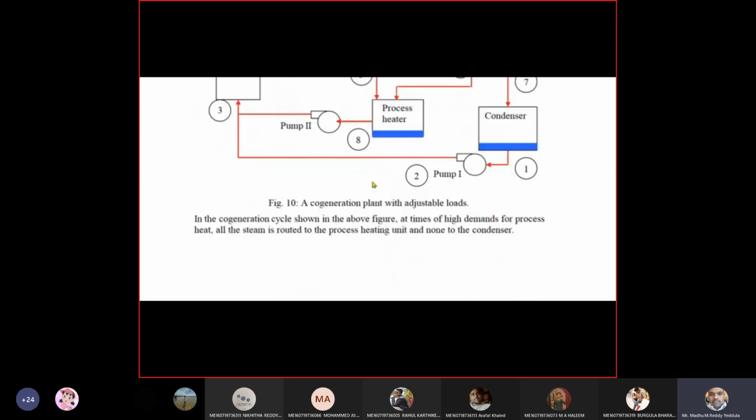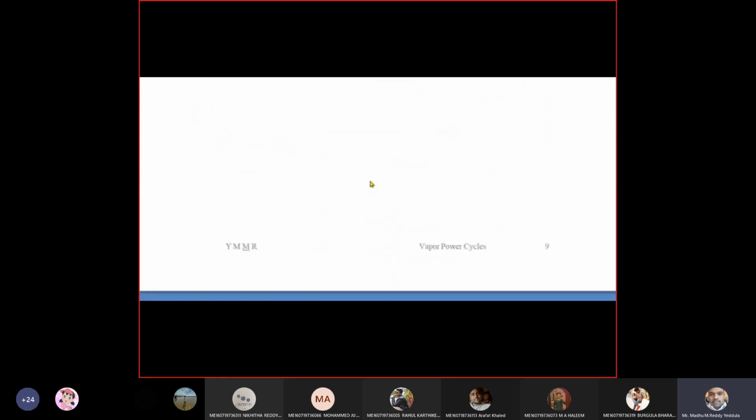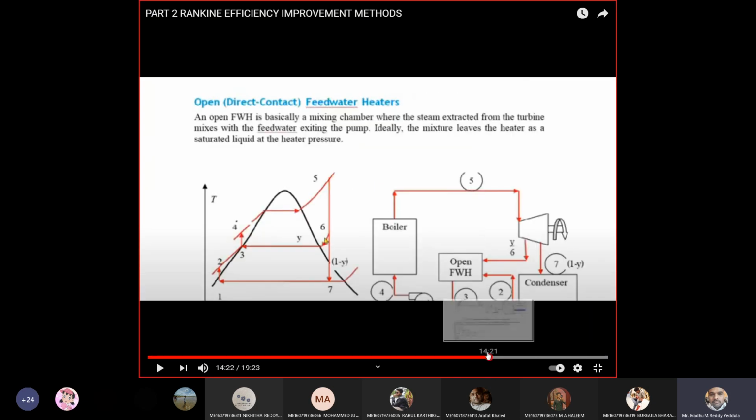So with this, steam power cycles are over. Yes, students, do you have any doubt in regeneration? Regeneration.